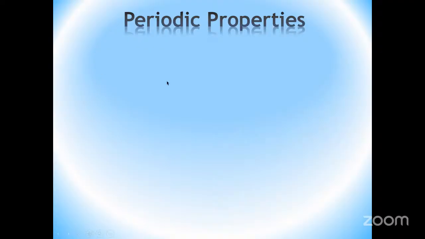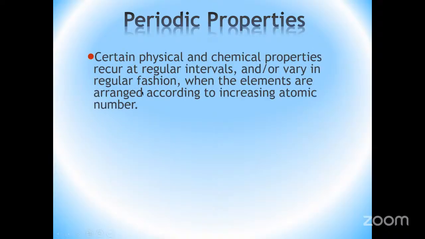Okay, so now we're going to look at the relationship between the positions of the elements in the periodic table and their properties. In particular, we're going to look at trends in different properties as you go down a group and across a period. So that's what we're talking about here. We're talking about what we call periodic properties.